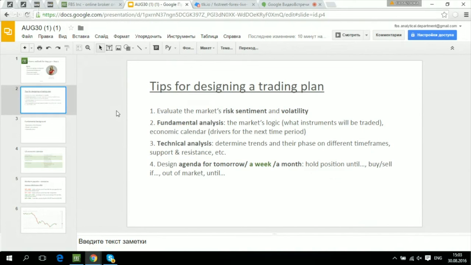And then we design the so-called suggestions for the trade. We will, for example, hold position until a certain level is hit, buy or sell if some levels for the pair are activated, and get out of the market if the price went beyond some level which we have mentioned.